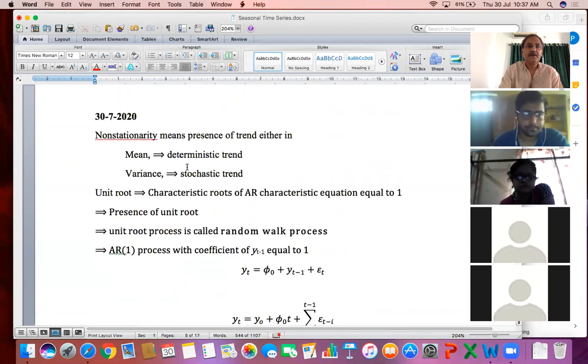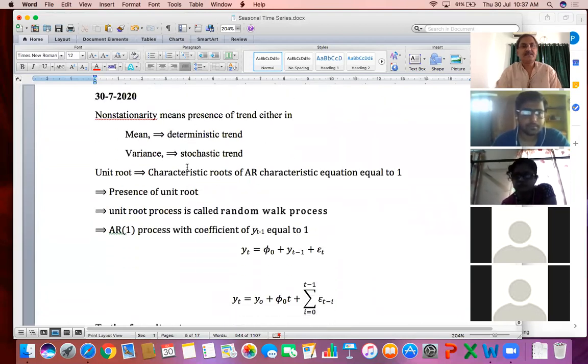So in the last class, we discussed non-stationarity, and we mentioned non-stationarity means a series containing trend. Two types of trend: deterministic trend or stochastic trend. And we also discussed the concept of unit root, and we mentioned unit root is related to the concept of characteristic roots of the characteristic equation.